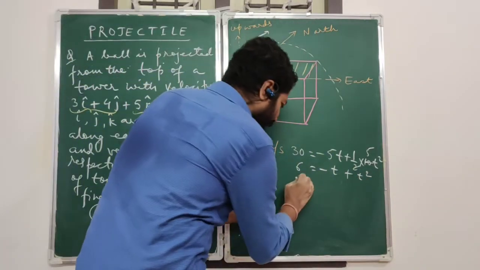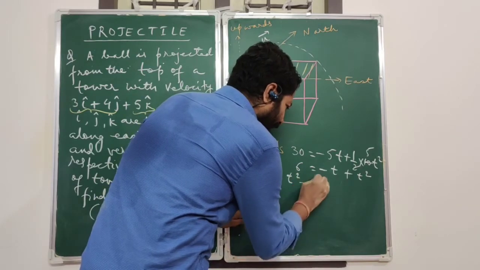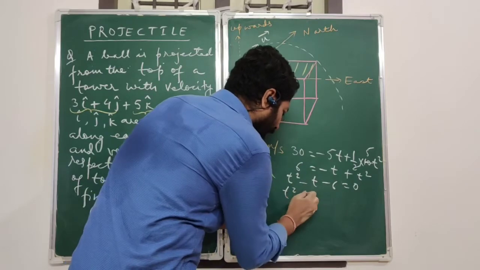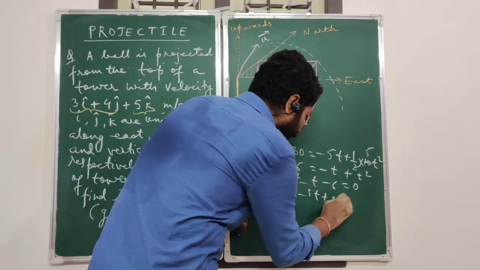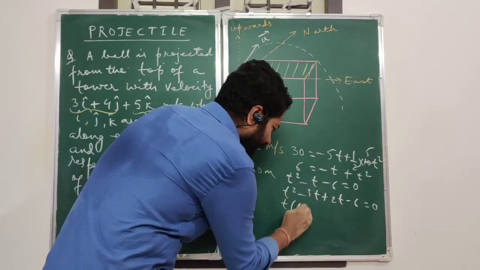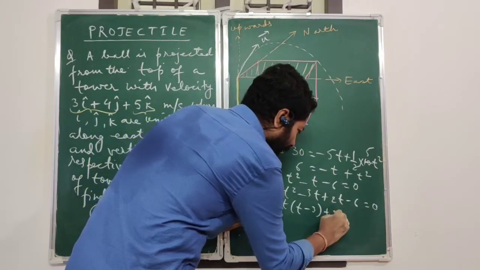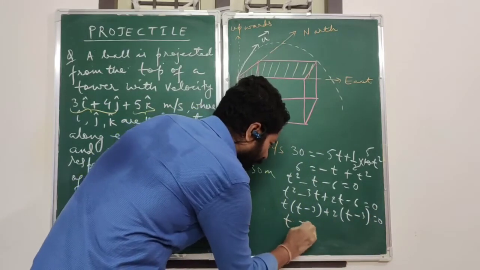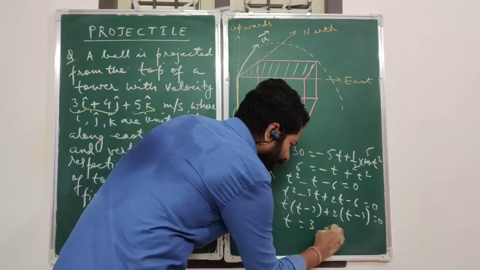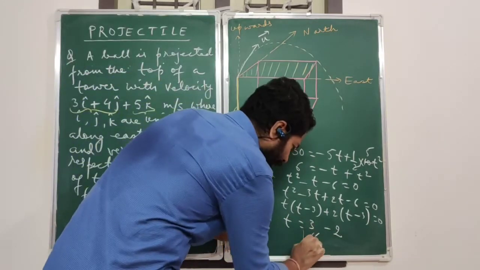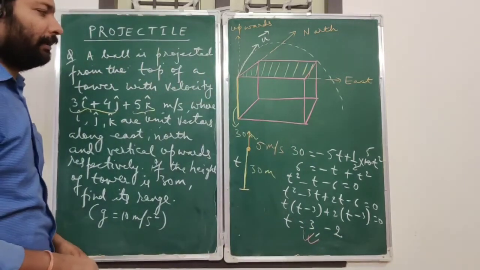So we can write this as t square minus t minus 6 is equal to 0. T square minus 3t plus 2t minus 6 is equal to 0. So what do you get? T minus 3 into t plus 2, and that is equal to 0. So t will have two values, 3 seconds and minus 2 seconds. So we will obviously take the positive value, which is 3 seconds.